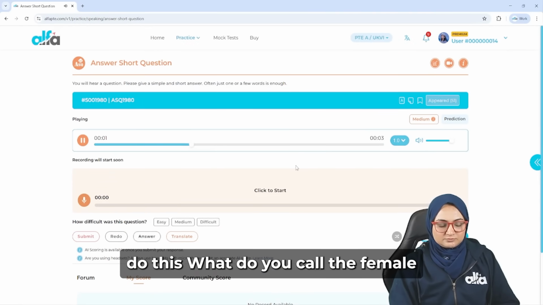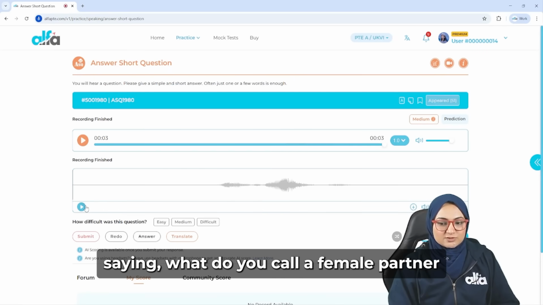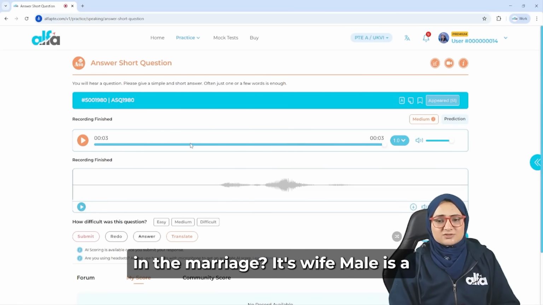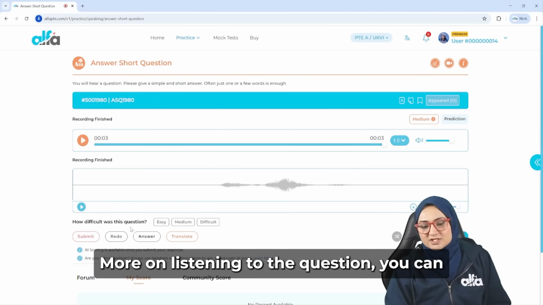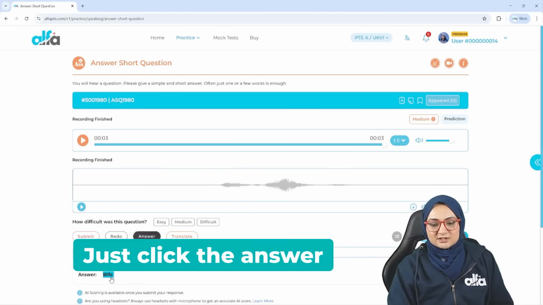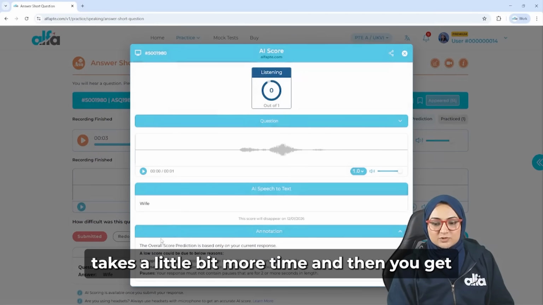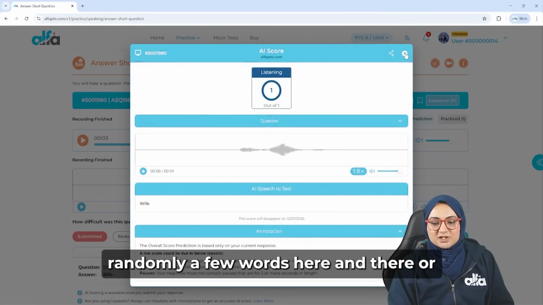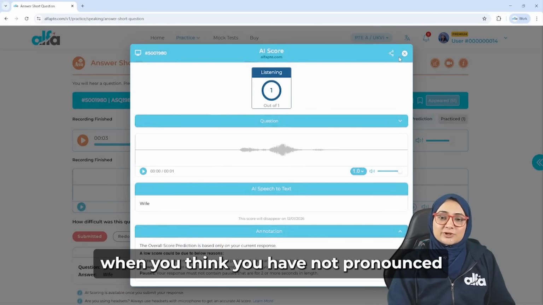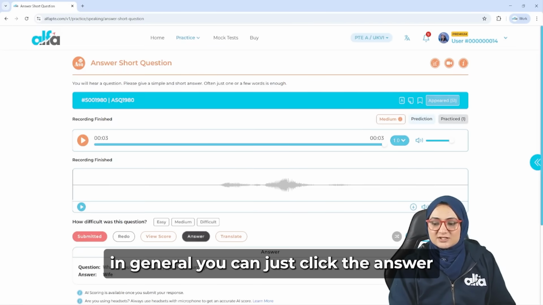What do you call the female partner in a marriage? A wife. So they're saying, what do you call a female partner in the marriage? It's a wife. Male is a husband, female is a wife. So focus more on listening to the question. You can just click the answer, saves more time, because when you submit, it takes a little bit more time and then you get your answer. So you can submit randomly a few words here and there, or when you think you have not pronounced clearly and stuff like that, but normally in general you can just click the answer and move on.